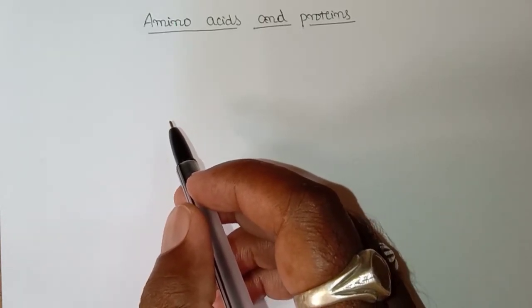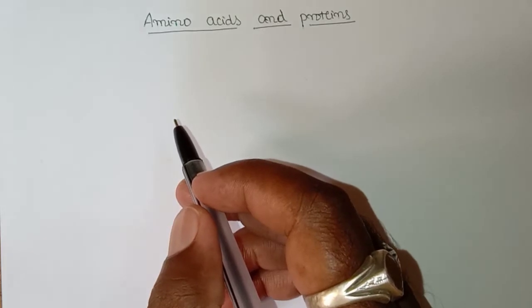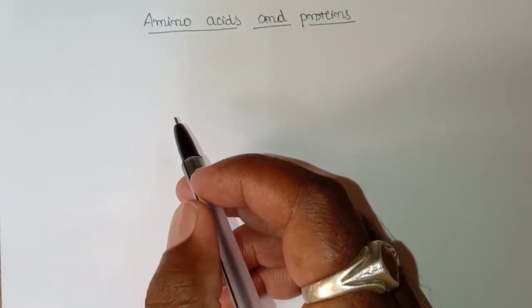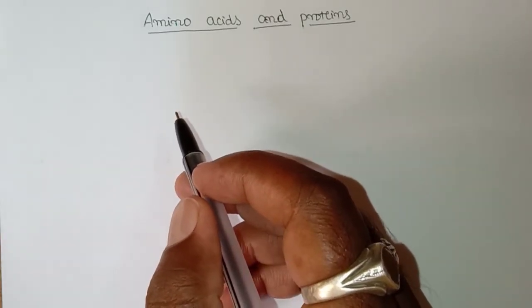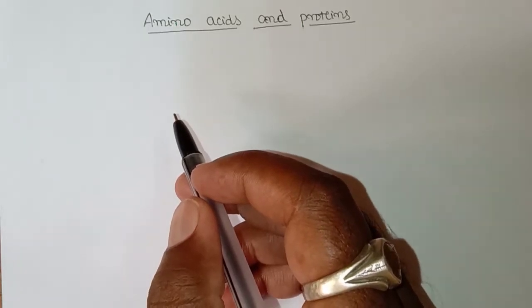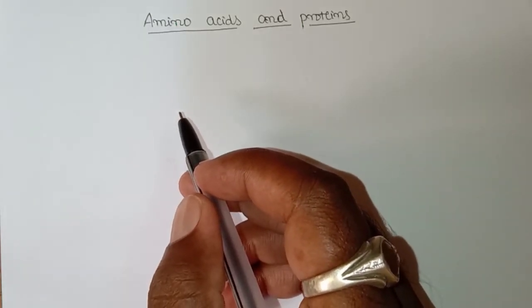So this is the continuation of classes on the topic amino acids and proteins. In this video, we shall give importance to the chemical properties of amino acids.